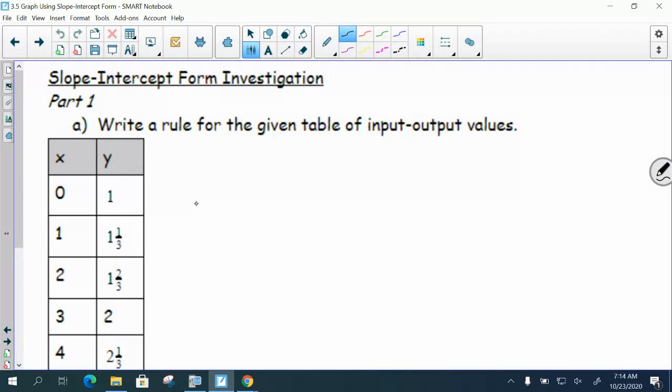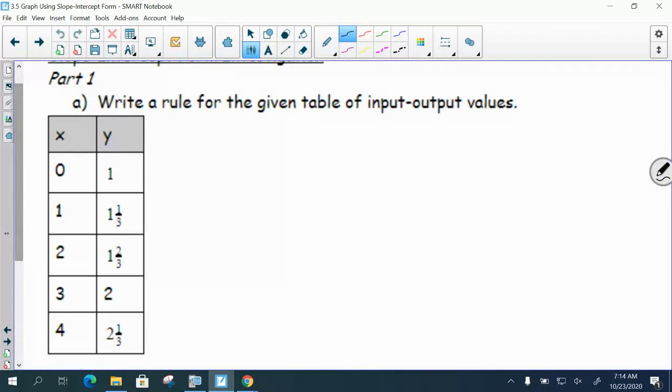So part 1 says to write a rule for the table of input-output values. All right, so the x is going up consecutively, so it goes 1, 2, 3, 4, starts at 0, and then the y goes 1, 1 and a third, 1 and 2/3, 2, 2 and 1/3. So whenever you look for a pattern, look for how much you are increasing or decreasing each time. And if there's a constant amount, then that means we can write it as a linear equation. So this would be adding 1/3 each time.